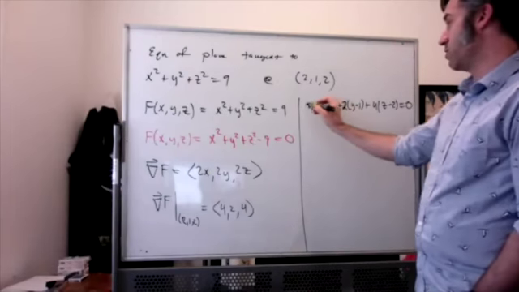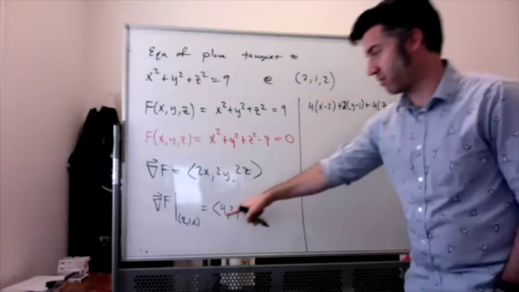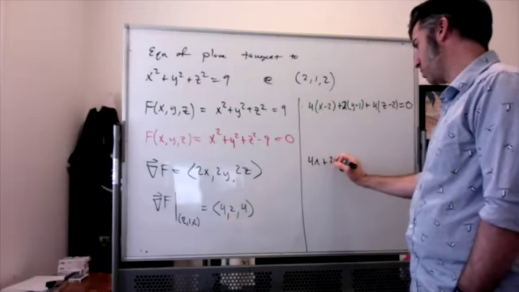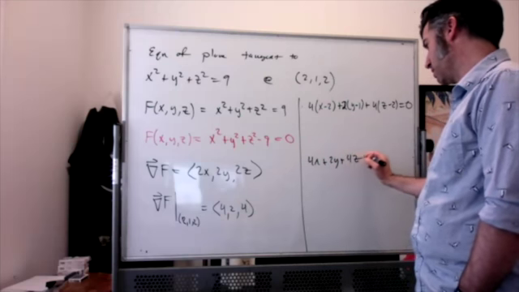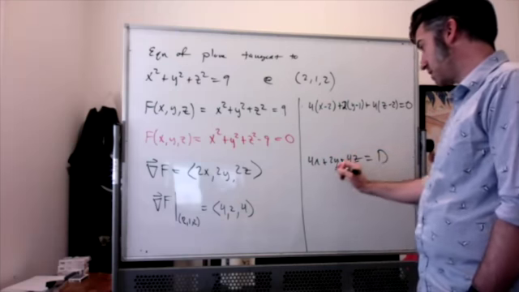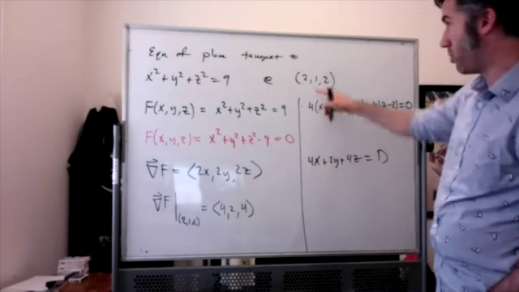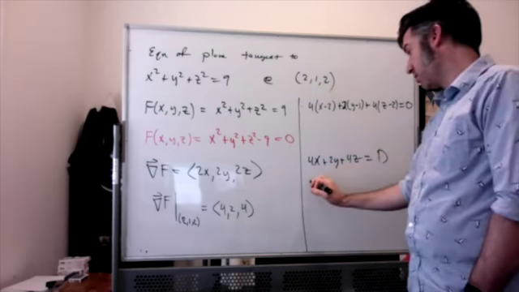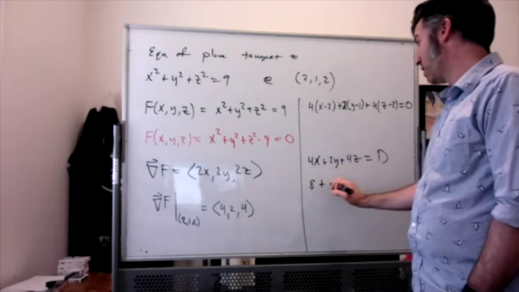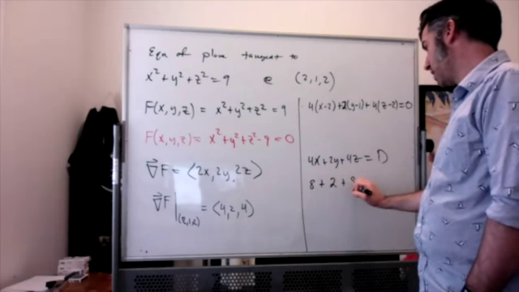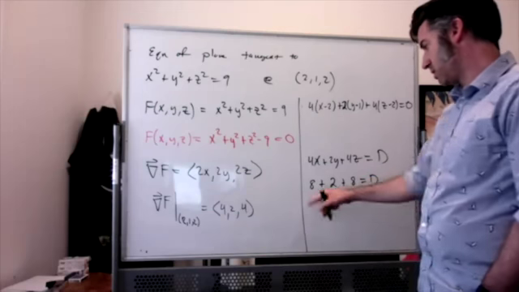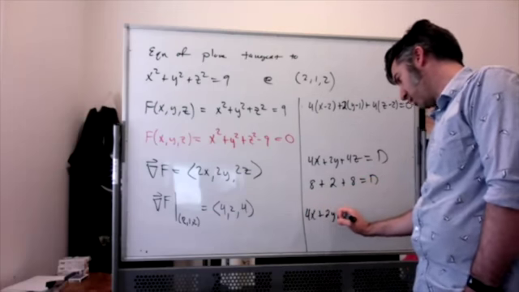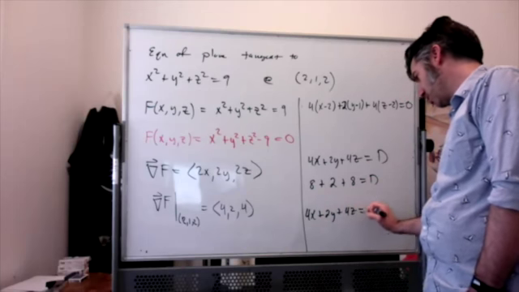The other way you can do it is to say, well, I know these are my coefficients of x, y, and z. So you're going to get 4x plus 2y plus 4z equal to some constant d. And then you plug in this point to find the constant d. So 8 plus 2 plus 8 equals d, so that's going to be 18. So my equation is 4x plus 2y plus 4z equals 18.